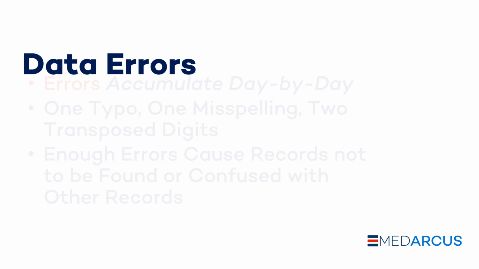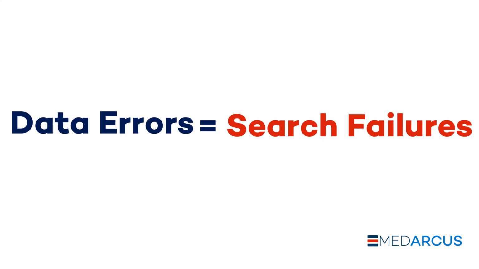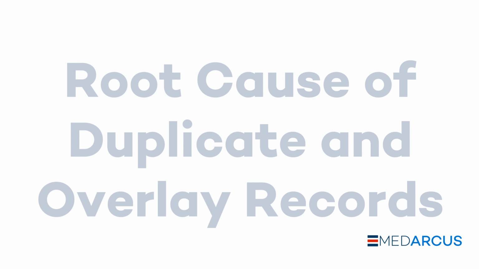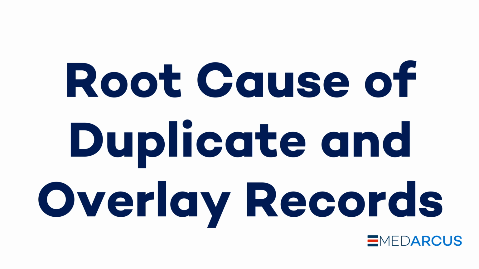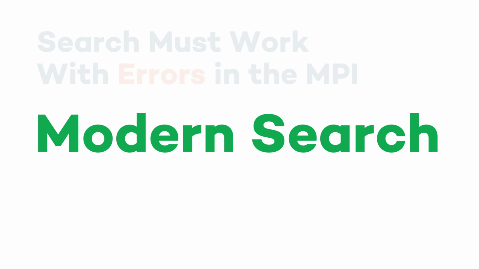Really what it comes down to is data errors equals search failures. And search failures are what cause duplicate records, and sometimes overlays. When we have enough errors in our EHRs, the EHR search will work correspondingly worse. These small data errors are the root cause of duplicate and overlay records. And that brings us to the topic of modern search.